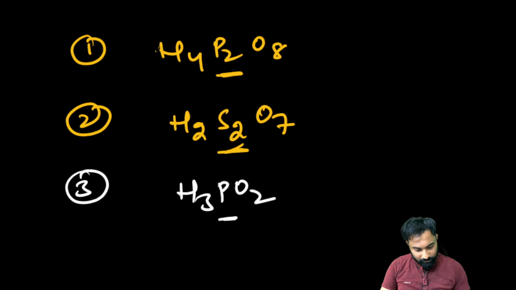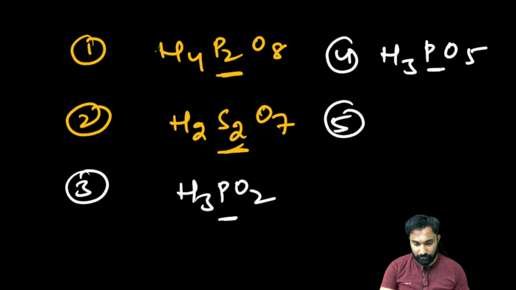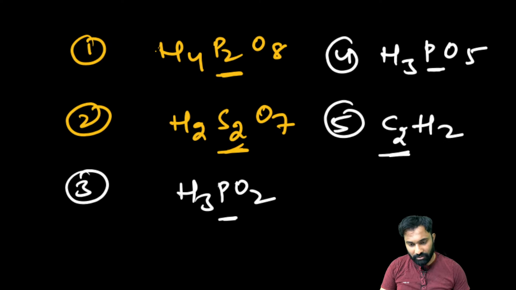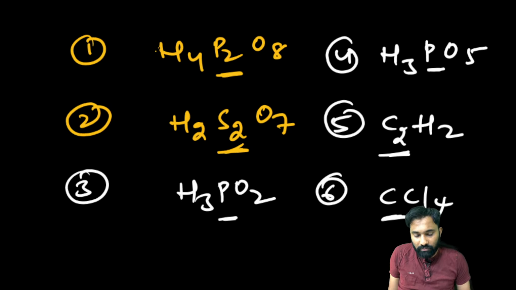Fourth one, H3PO5, phosphorus oxidation number. Next, 5, C2H2, carbon oxidation number. Next, 6, CCl4, carbon oxidation number. Now try to find out the oxidation numbers of these 6 compounds and tell me in the comment section. I will see who will say it first in the comment section. That comment will be pinned first.